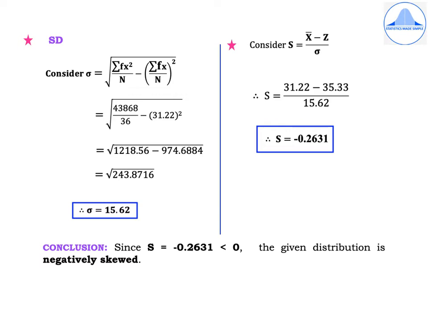Now substituting all these values in the coefficient of skewness, we get S equal to 31.22 minus 35.33 divided by 15.62. So you get S equal to minus 0.2631. The conclusion: since S is equal to minus 0.2631, which is less than 0, the given distribution is negatively skewed.